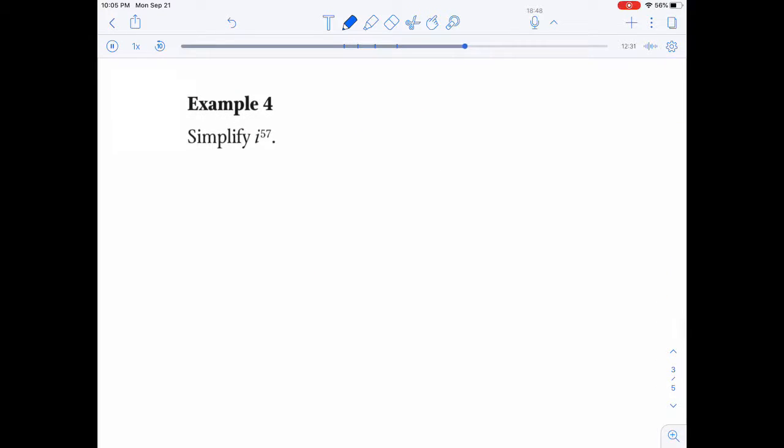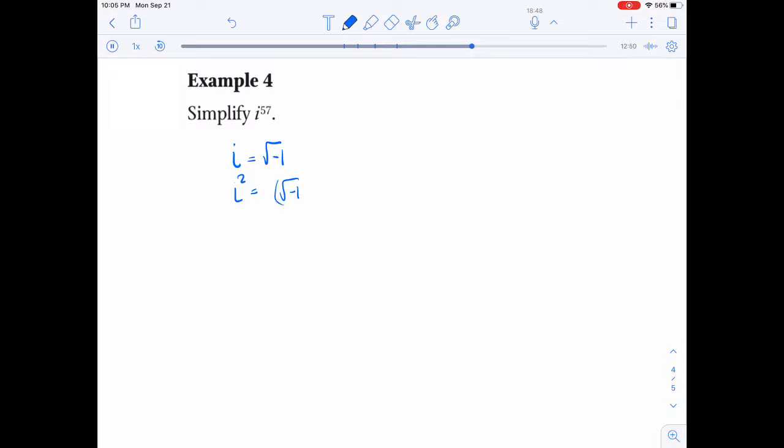Example 4. Simplify i to the 57th power. Before we begin this, let's take a look at i. i is equal to the square root of a negative 1. Therefore, i squared would be equal to the square root of a negative 1 multiplied by the square root of a negative 1, which is equivalent to the square root of a negative 1 squared, which is equivalent to a negative 1.